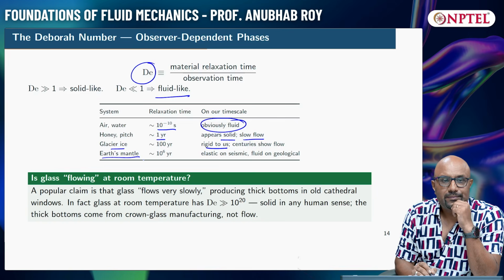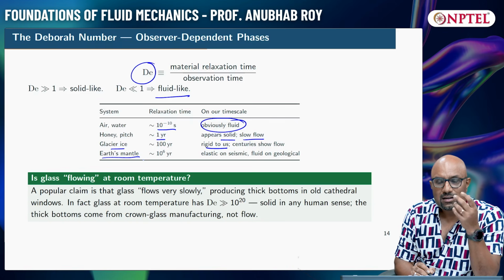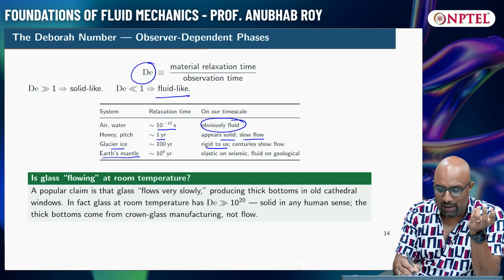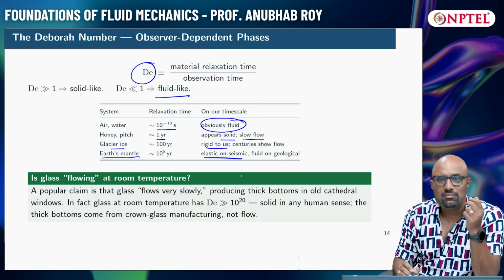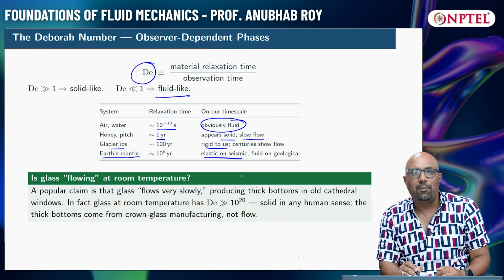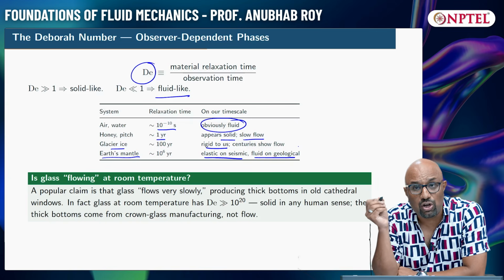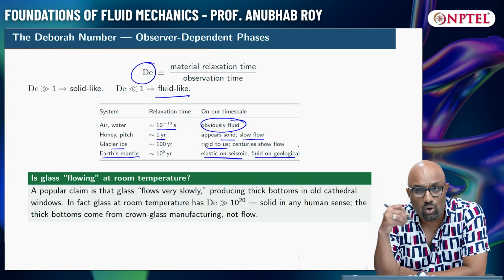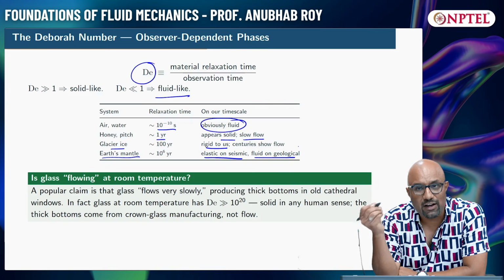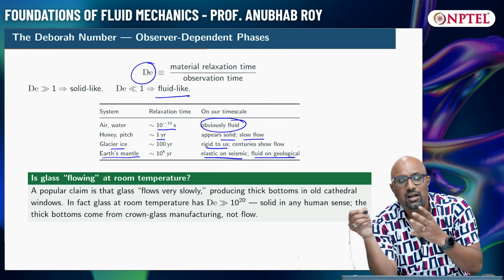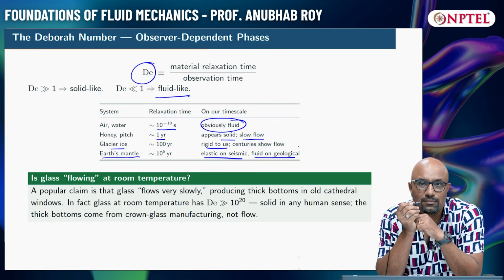Earth's mantle again has a very large relaxation time scale. So when there is an earthquake, it behaves like an elastic solid where the waves propagate. But it shows fluid-like behavior on geological time scales. We know the motion of these mantles, and we know that this is actually responsible for the continents moving.